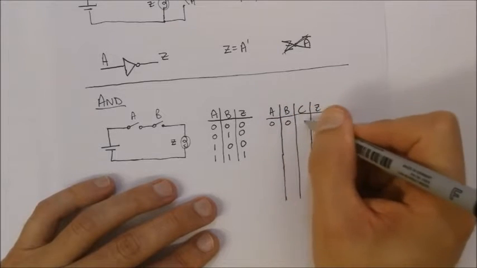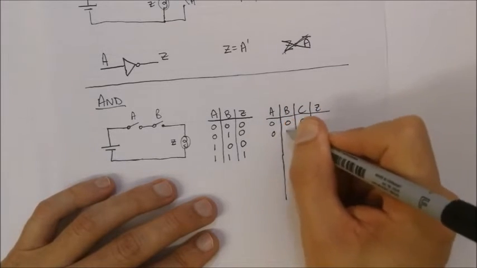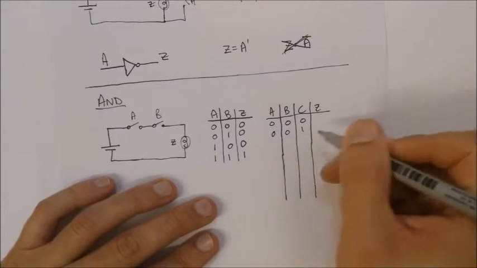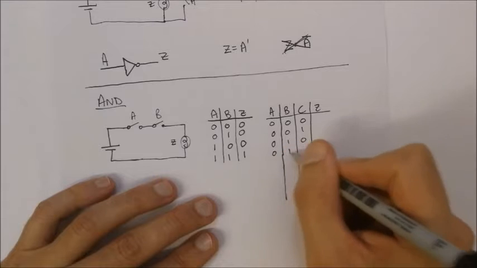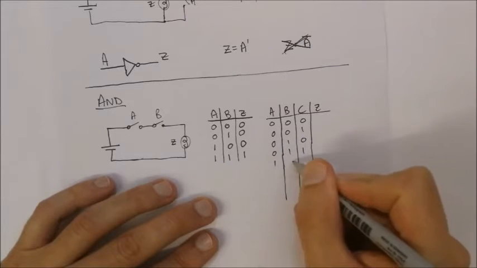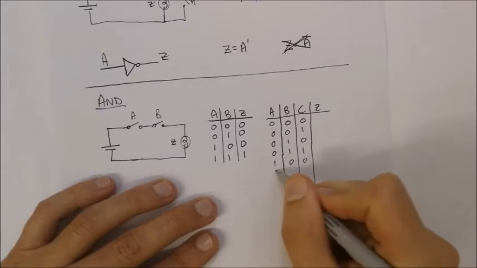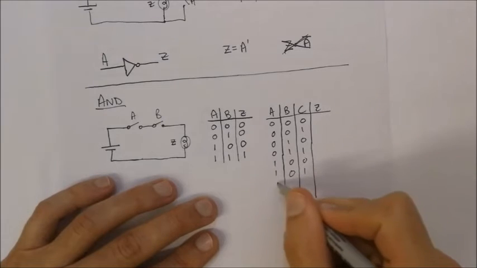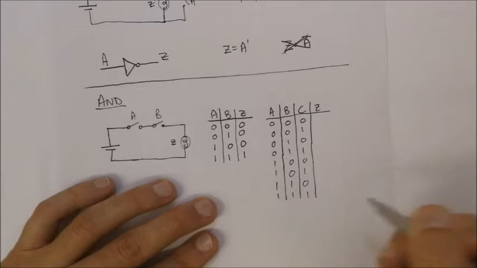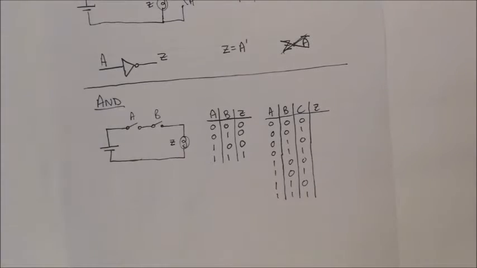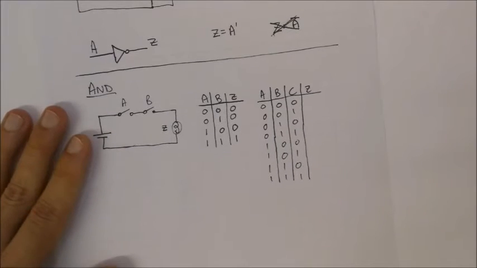So it's going to be 0, 0, 0. 0, 0, 1 is 1. 2 is 0, 1, 0. 3 is 0, 1, 1. 4 is 1, 0, 0. 5 is 1, 0, 1. 6 is 1, 1, 0. And 7 is 1, 1, 1. Okay, so that's all the inputs that we are now considering.